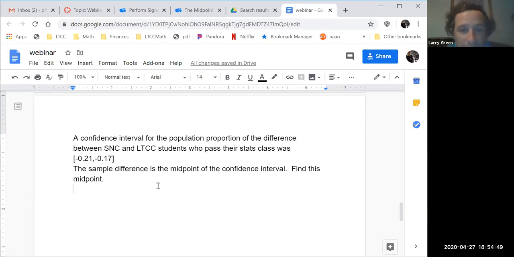Okay, now let's go find the midpoint. So the midpoint, we just do the definition. So we go negative 0.21 minus, plus negative 0.17. Let's put a parenthesis around that. And then we got to divide by 2. So that's what the midpoint means. I need one more parenthesis. Any questions on finding the midpoint?